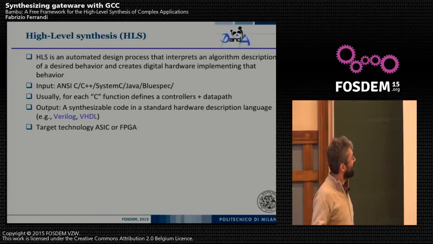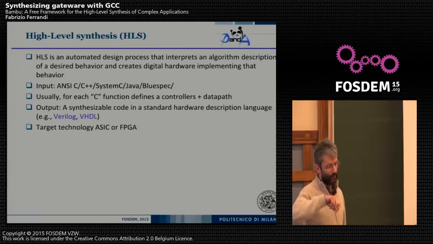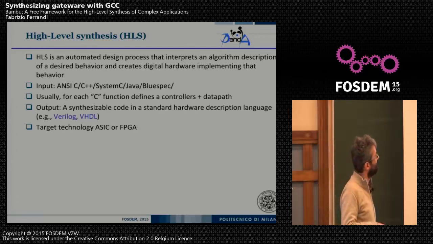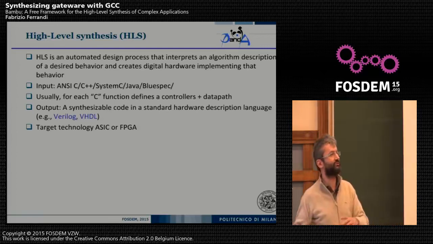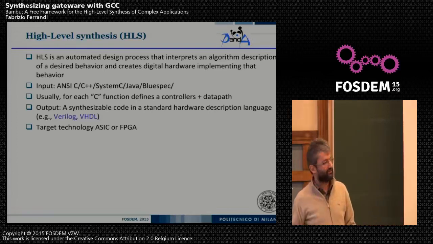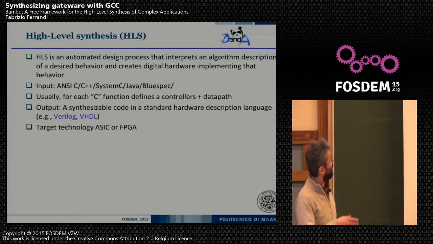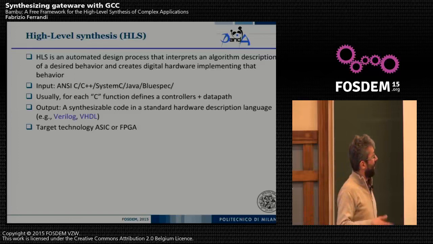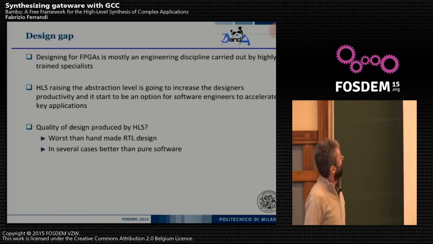In this talk, we mainly consider C functions. The idea is to generate, for each function you have in your description, a controller and a datapath in hardware. So you have the controller and the elaboration unit described in RTL at the end of the process. And that description should be synthesizable Verilog or VHDL. Technology could be, usually these tools target ASIC or FPGA, but I think that recently the FPGA target seems to be a more available solution to this problem.